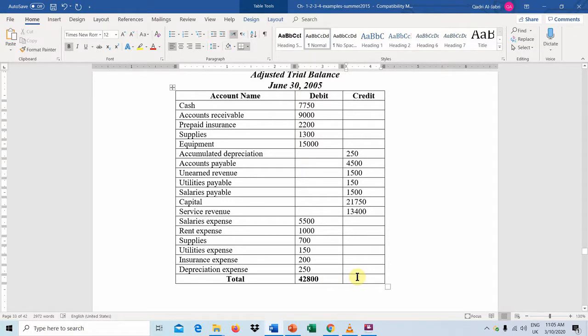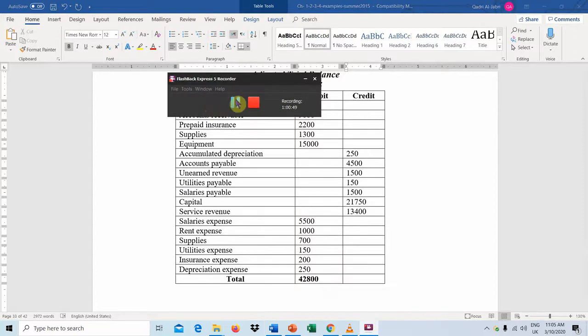250 plus 4,500 plus 1,500 plus 1,150 plus 1,500 plus 21,750 and finally 13,400, and we get a different total. So I think we made a mistake somewhere. I will just check it.